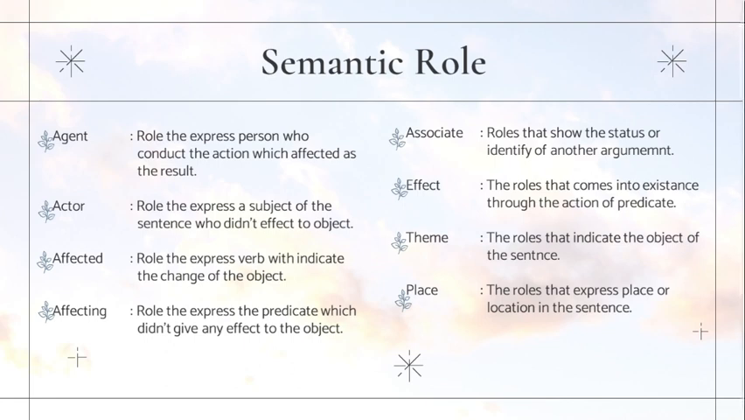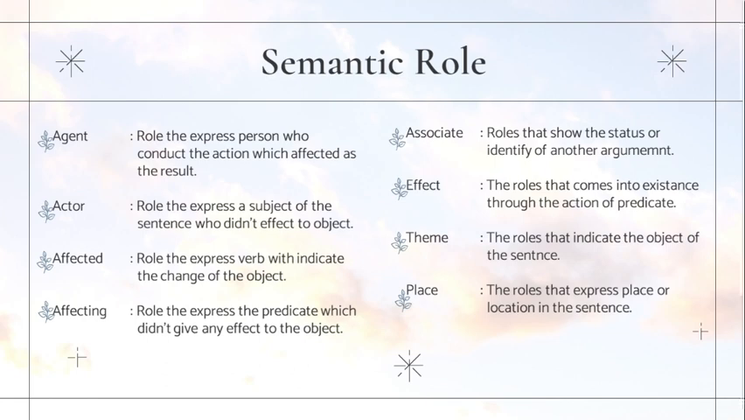And next, actor. Actor is a role that expresses a subject of the sentence who doesn't evoke a change in the object. For example, Sylvie left the room. Sylvie is an actor because in this sentence what Sylvie has done didn't change the object at all. And the other example, the mother loves her daughter. The mother is actor because the predicate of the sentence didn't make a change in the object of the sentence.